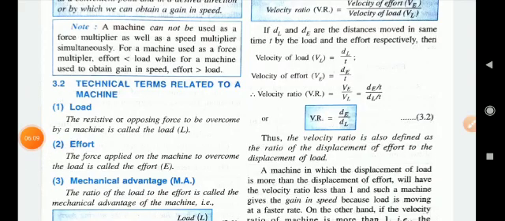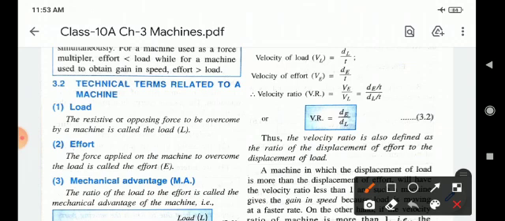Next, children, I will study about technical terms related to a machine. Children, load. What is load? Load means a heavy or bulky thing that is being carried or is about to be carried, a weight. The resistive or opposing force to be overcome by a machine is called the load. Very important part is load.